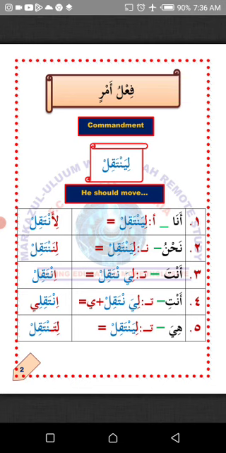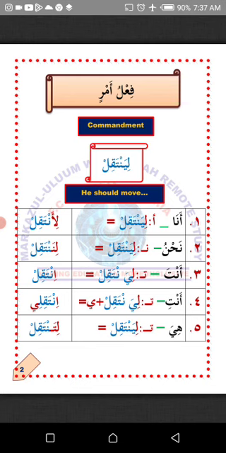Ithnan, number two. Nahnu, we. So how do we change the verb liyantakil to suit nahnu? All you need to do is to detach yaun and attach nunun. So the verb liyantakil will now become linantakil, which means we should move.